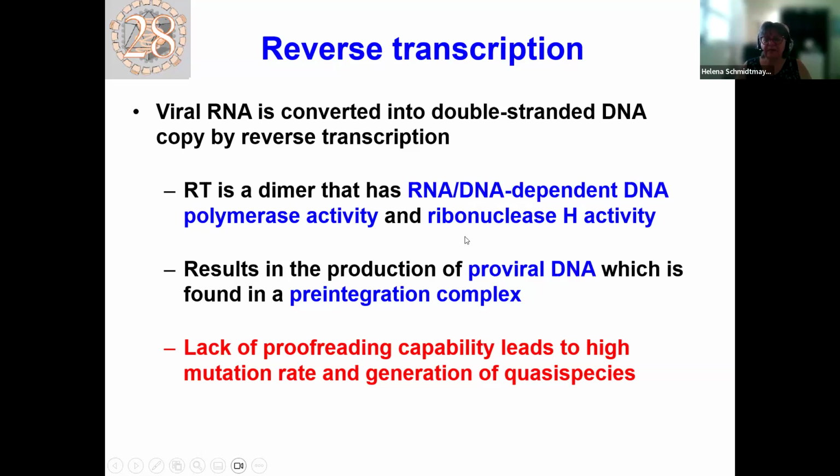Now, when DNA is synthesized, it is part of so-called pre-integration complexes, which are targeted to the nucleus, and within the nucleus integrase mediates integration of the DNA into the target chromosome and creates proviral DNA. Now, reverse transcriptase lacks proofreading capabilities, which results in many mutations. So it generates quasi-species, with DNA altered in sequence and with altered characteristics.